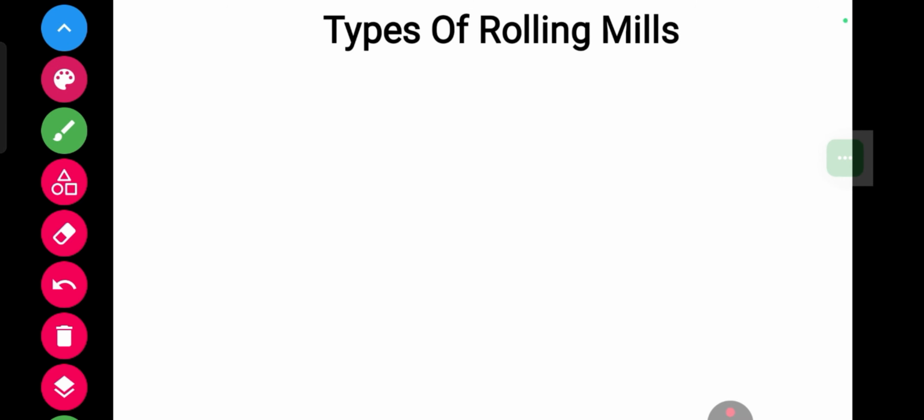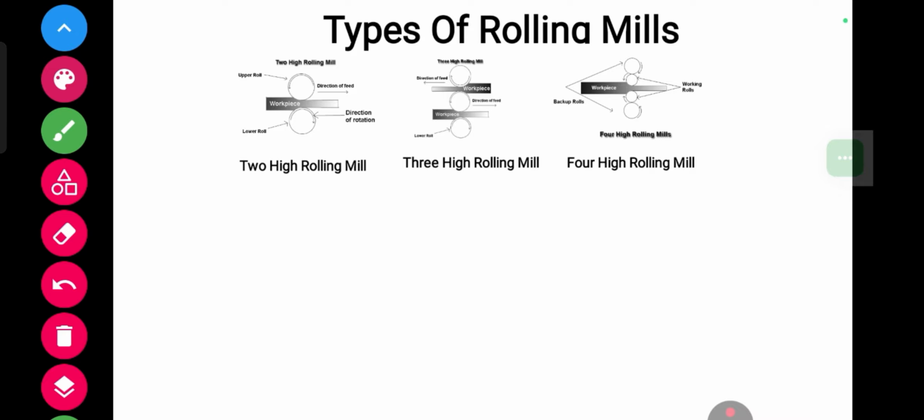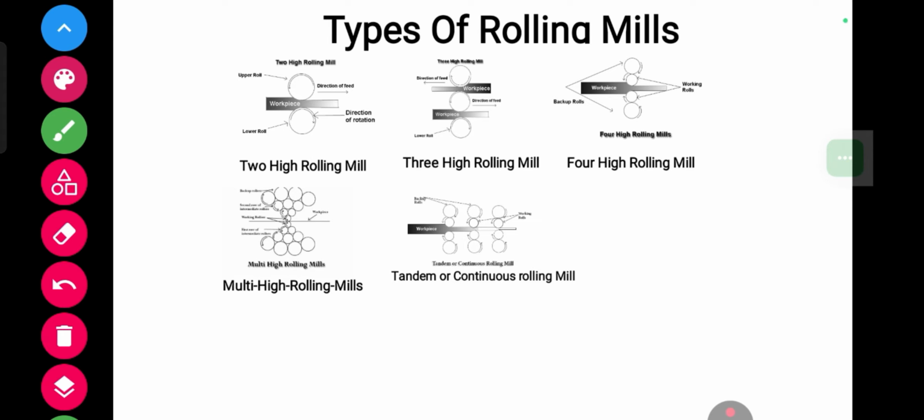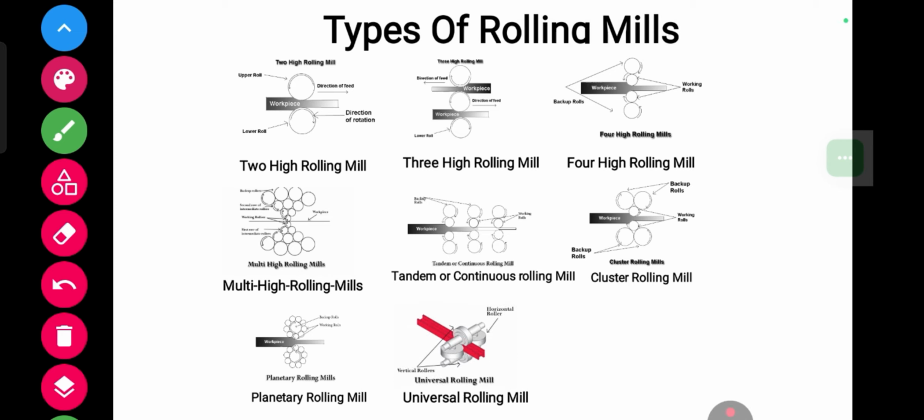Now let's move on to the main topic, which is types of rolling mills. There are mainly 8 types of rolling mills. Rolling mills are mainly classified on the basis of the number of rollers and arrangement of the rollers in the rolling mill. Number 1 is 2 high rolling mill, 3 high rolling mill, 4 high rolling mill, multi high rolling mill, tandem or continuous rolling mill, cluster rolling mill, planetary rolling mill, universal rolling mill.